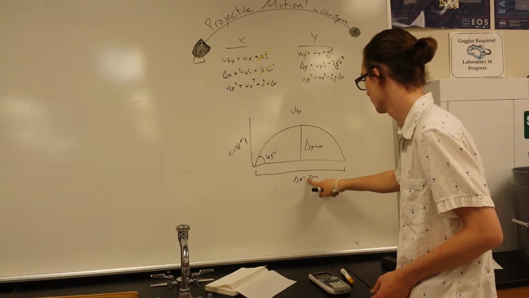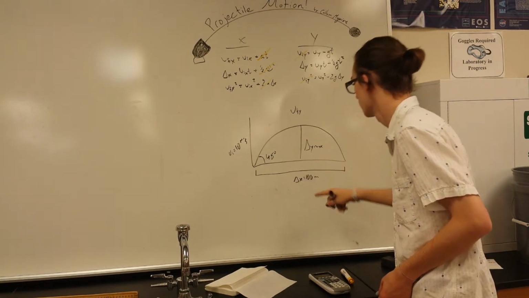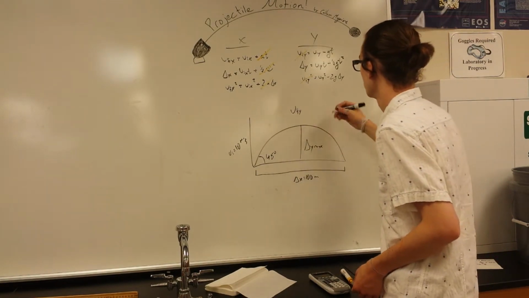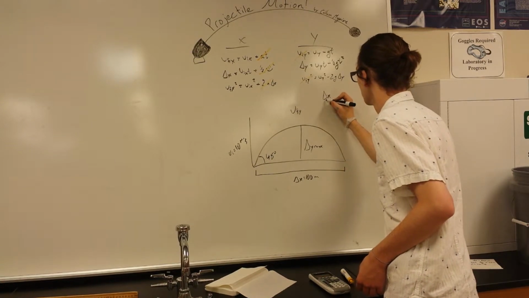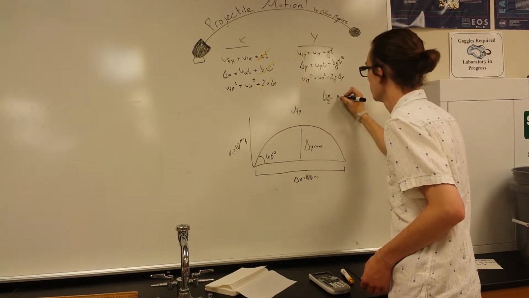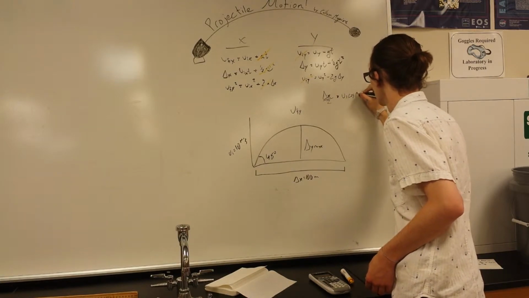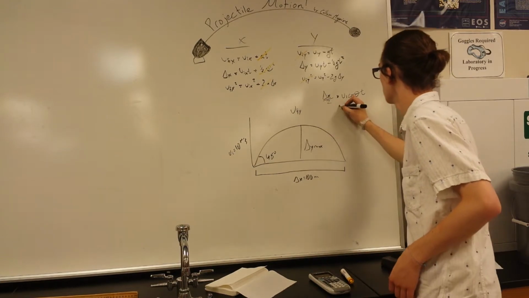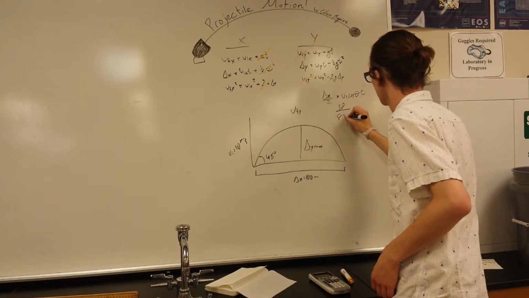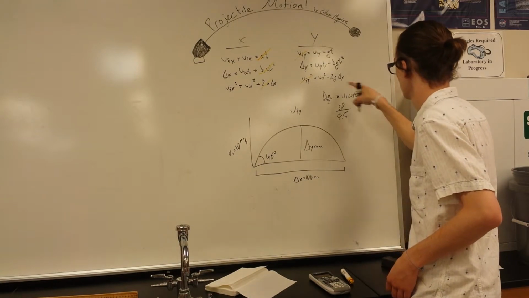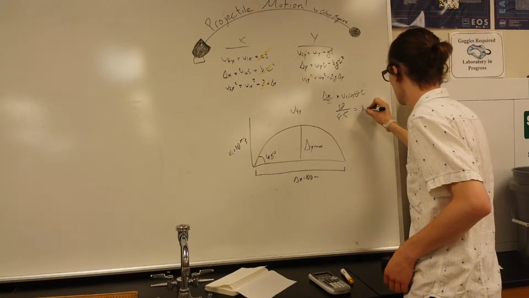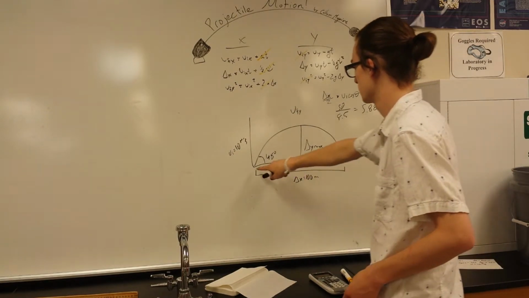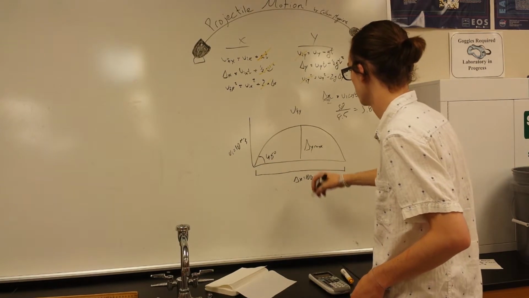So we can take 100 meters. We'll solve for the time right here. So delta x over 2 equals v initial cosine theta t. And so we'll do 50 divided by 8.5 equals 5.88 seconds. That's how long it takes to get from x equals 0 to x equals 50.